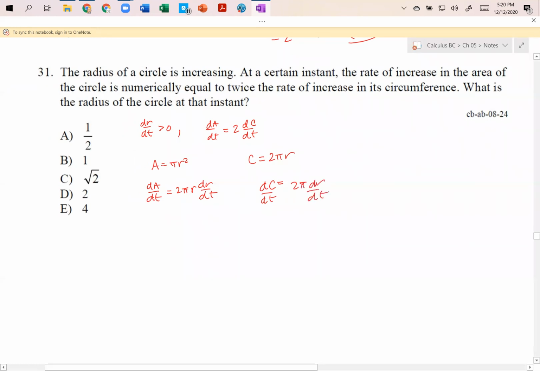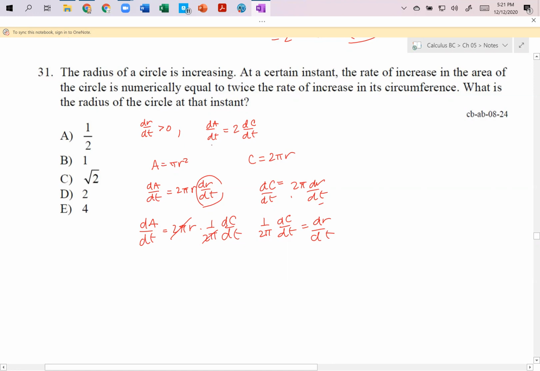Now let's see, what do we have? Well, we can solve this for dr/dt and replace it back into here. Let's try that out. So if I solve for dr/dt, I get 1 over 2 pi dC/dt is equal to dr/dt. And so I'll go back to this equation, 2 pi r, and dr/dt gets replaced with 1 over 2 pi dC/dt. Okay, the 2 pi's cancel, that's nice.